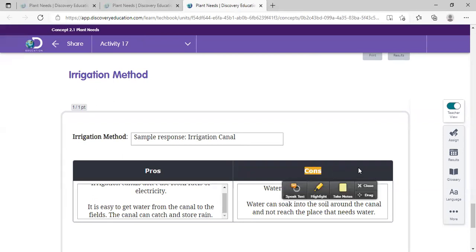But what are the cons? What are the disadvantages? The water canals can't flow uphill. When there is a hill or the slope is increasing, the canals cannot work there. Water can soak into the soil around the canal and not reach the place that needs water. This is for example. Okay, so now let's go to our booklet, pages 5 and 6. Get ready, guys.